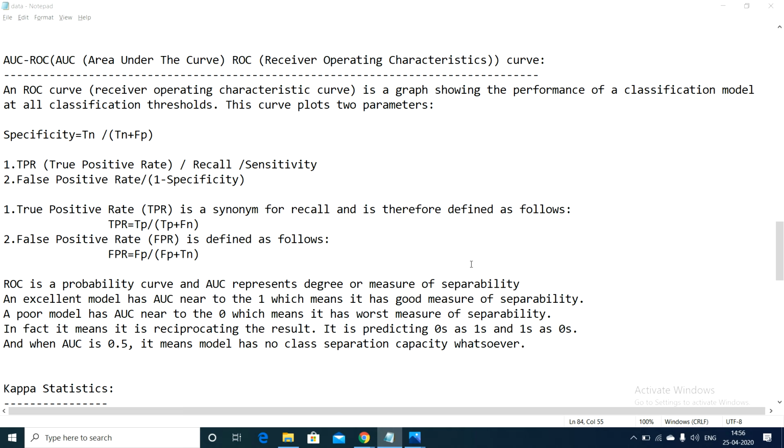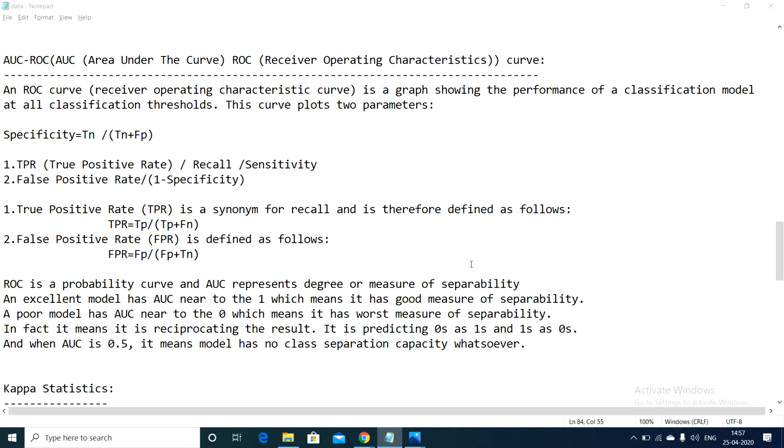So this AUC ROC curve mainly depends on two parameters. We are saying that it is a curve, right? So it requires an x-axis and a y-axis. It requires two parameters. What are the two parameters? The first parameter is TPR. TPR represents true positive rate.